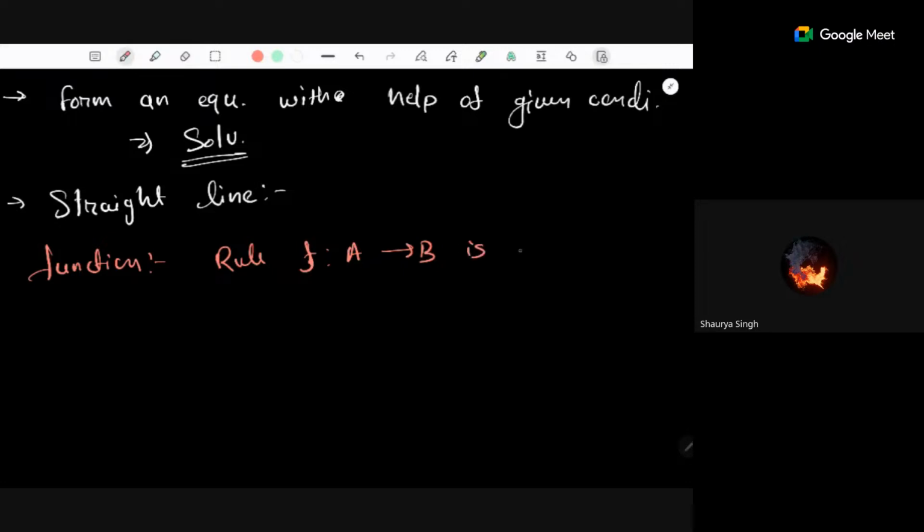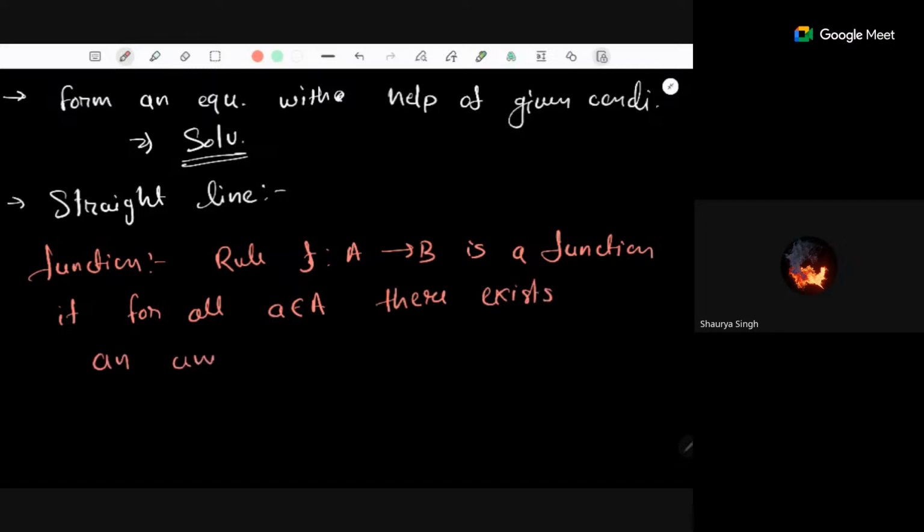f is a function if for all a belongs to A, that means for every element of A, there exists a unique b in B, in such a way that this function will take a as an input and give us b as an output. So such types of rules are known to be functions.